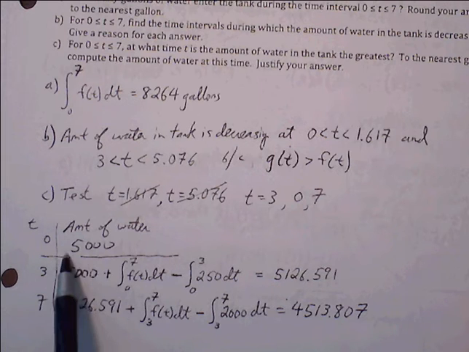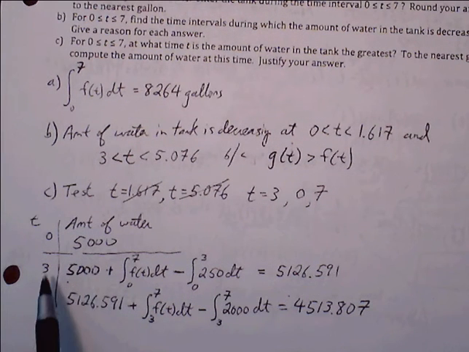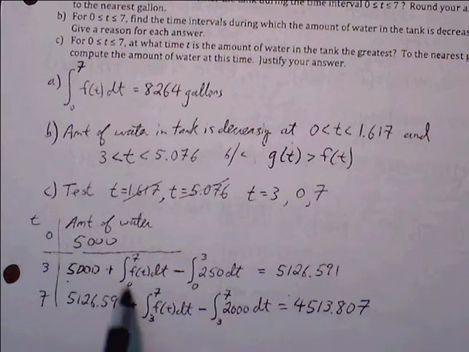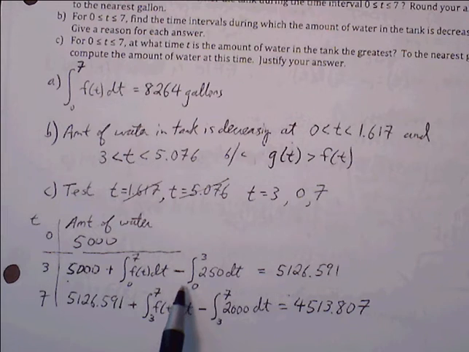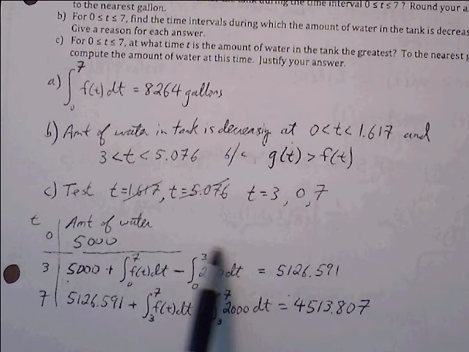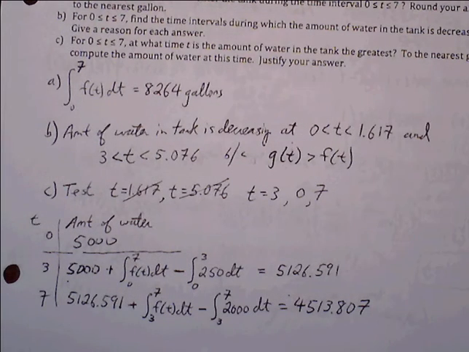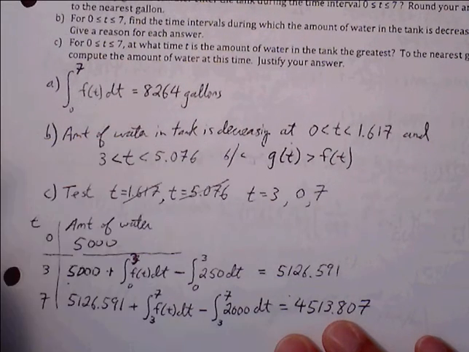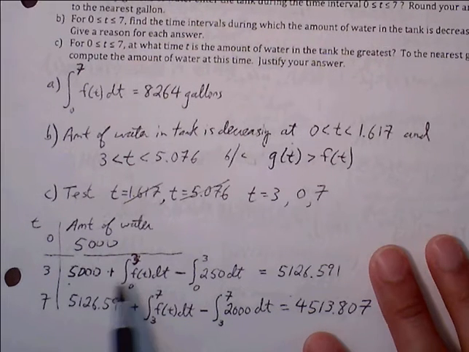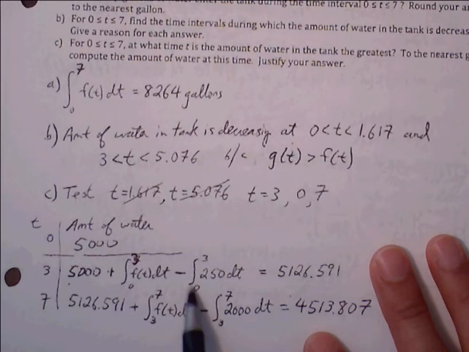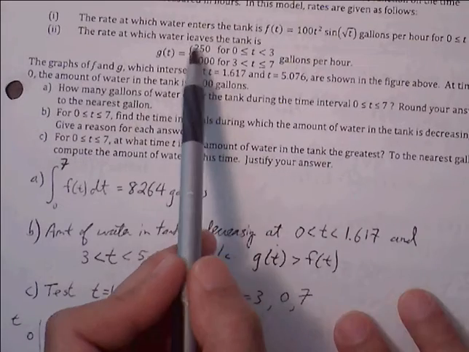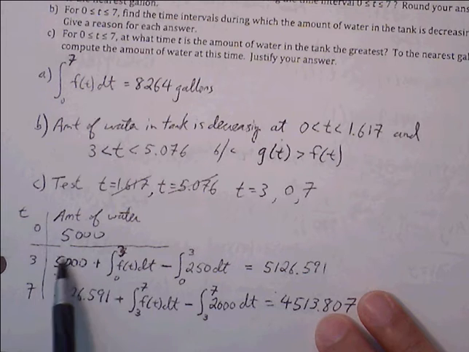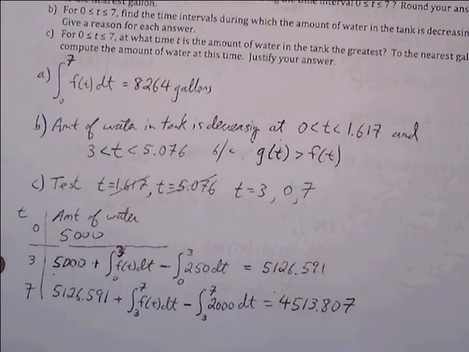Well, we know, first off, at 0, it will be 5,000 gallons. At 3 hours, it'll be 5,000 gallons, that's the initial, plus the amount entering in from 0 to 3, subtracted by the amount that's left the tank from 0 to 3. Sorry, this should be 3, not 7. So the amount of water that has entered into the tank, we just find the integral of f of t. The amount of water that's left the tank from 0 to 3 is just that rate, so the definite integral from 0 to 3 is 250. And then we subtract those, and then we add the 5,000, we get 5126.